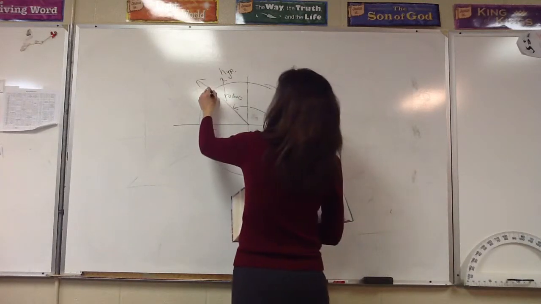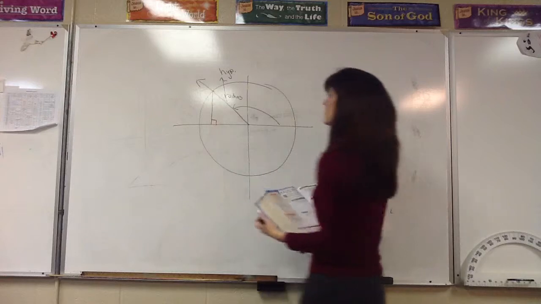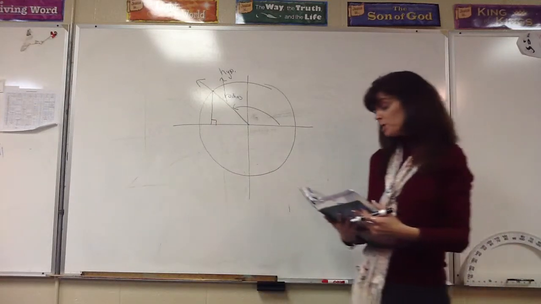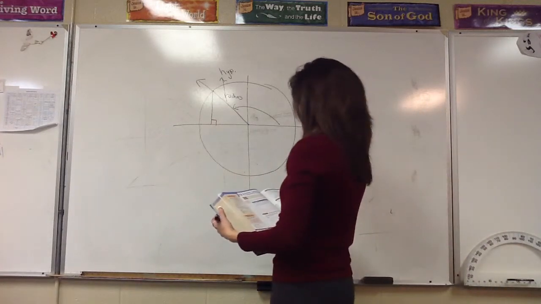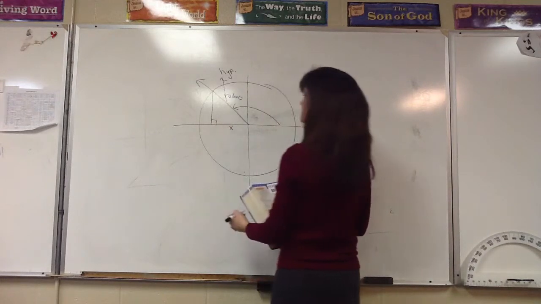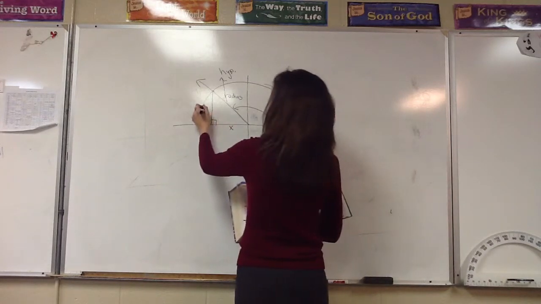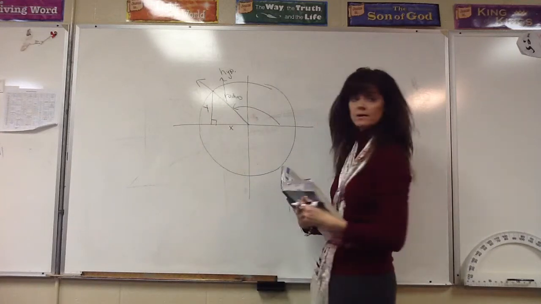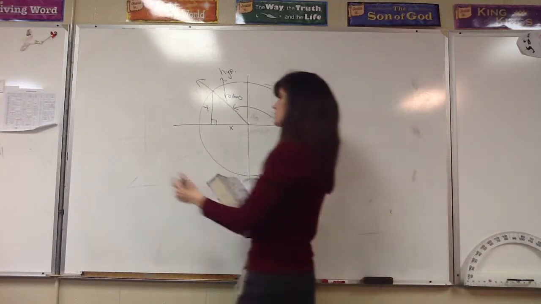I'm going to drop a perpendicular line and form a right triangle out of it. Now, once we get a right triangle, we pretty much know what to do with it. Anything that's horizontal is our x value, and anything that is vertical would be the y value. So hopefully that helps. Now let's take a look.